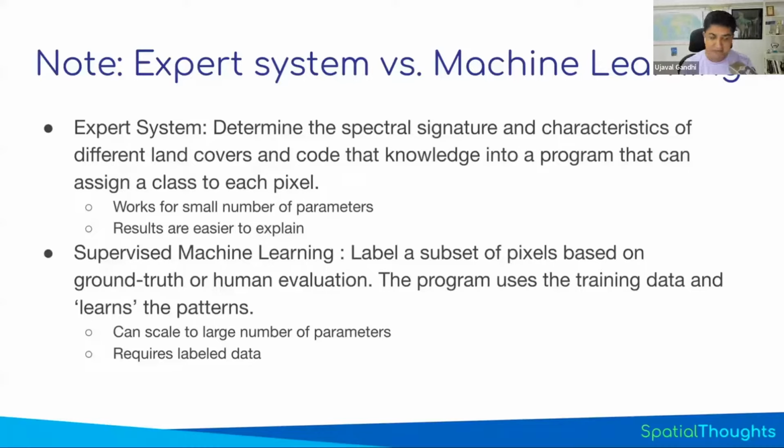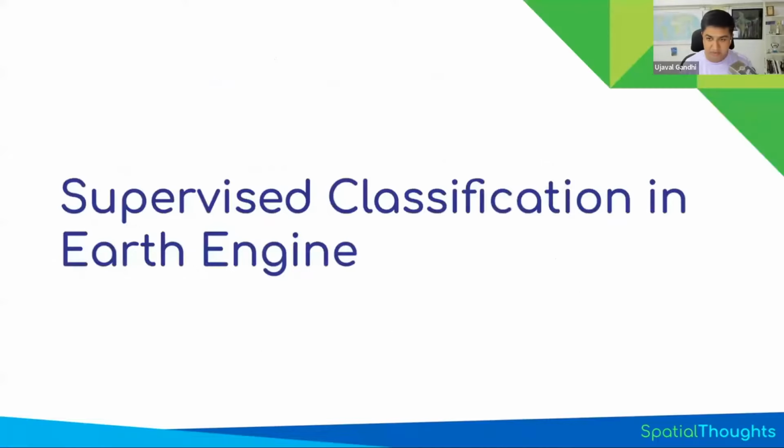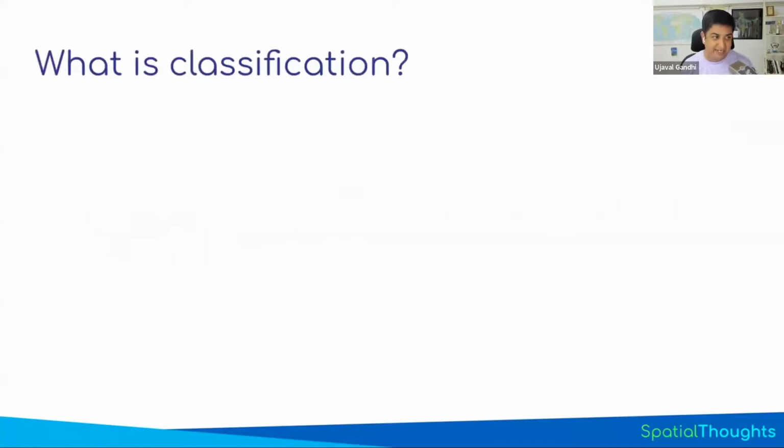Some problems are well suited for expert systems, some are better suited for machine learning, and we'll go through some of the problem set space that is suitable for machine learning, and you will get a flavor of how to apply that to remote sensing. We'll learn about supervised classification in Earth Engine, because most problems in remote sensing, if you think about it, boil down to doing supervised classification. Unless you understand what is going on, you cannot do any analysis.